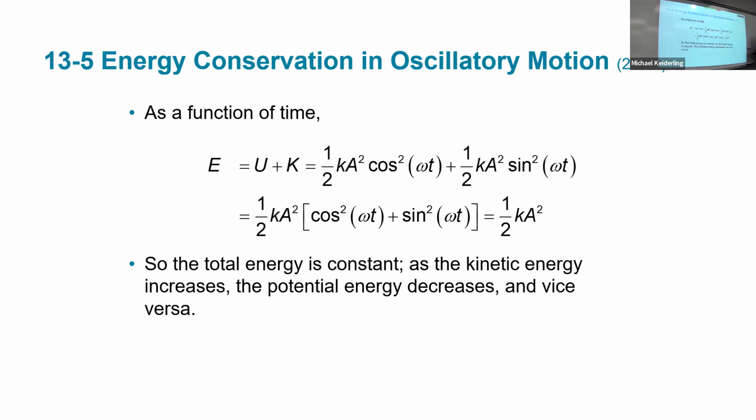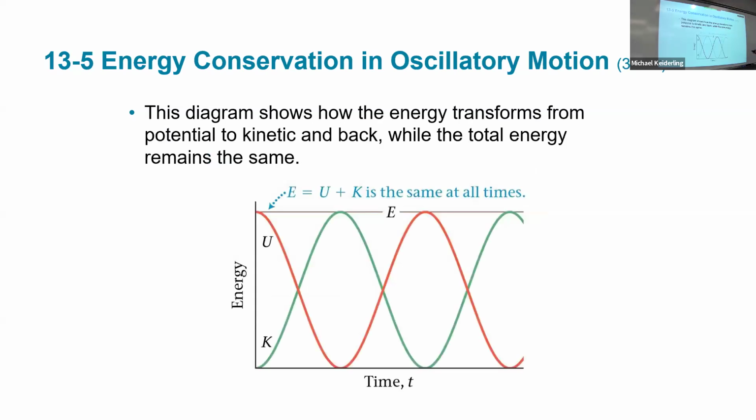Energy just trades back and forth between kinetic and potential. As the kinetic energy decreases, the potential energy increases, and vice versa. A similar thing happens with a pendulum. Potential, kinetic, potential, and back and forth. So this shows how the energy transfers from potential to kinetic and back. And the sum is the same at all times, because sine squared plus cosine squared always equals 1.